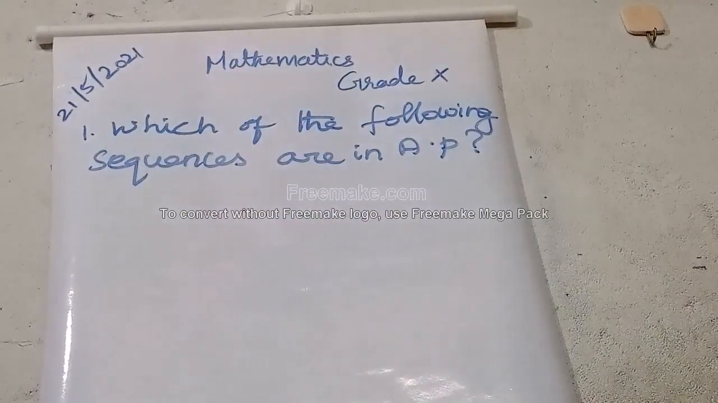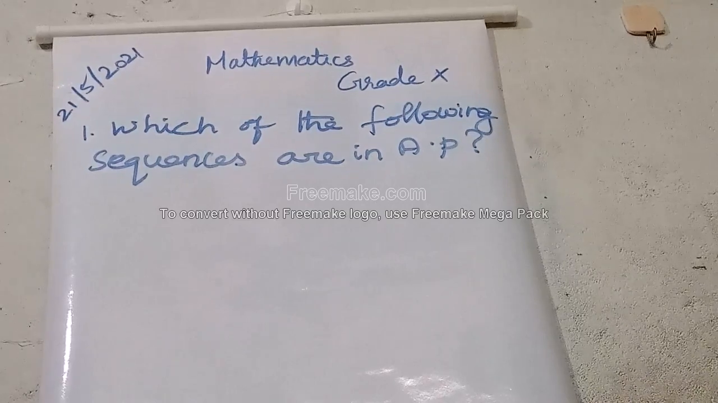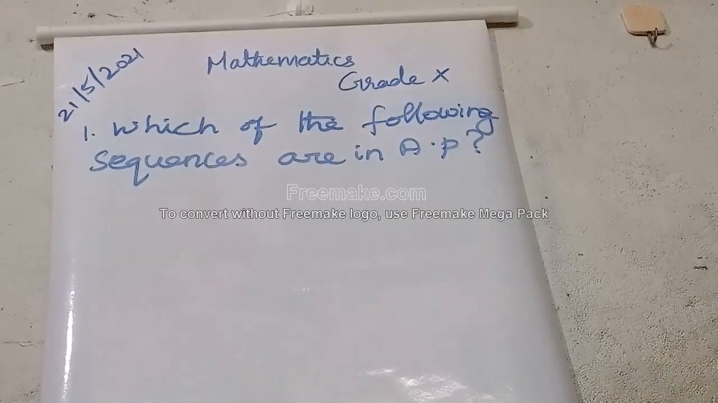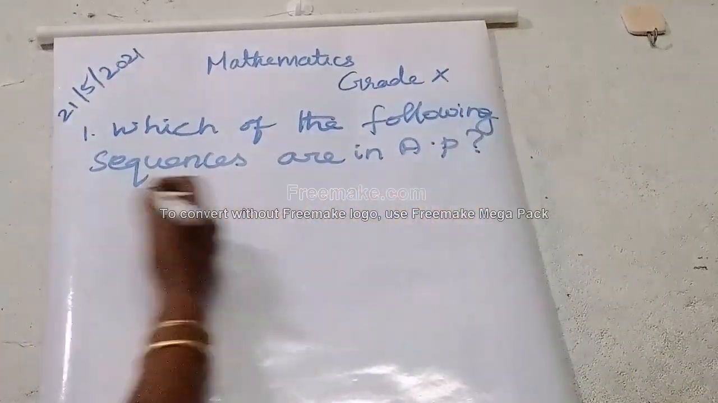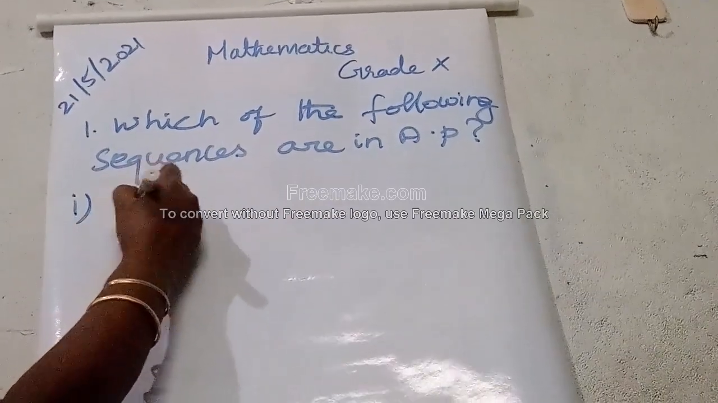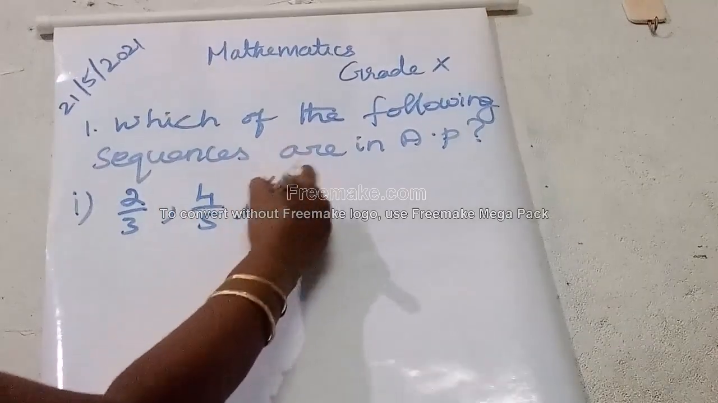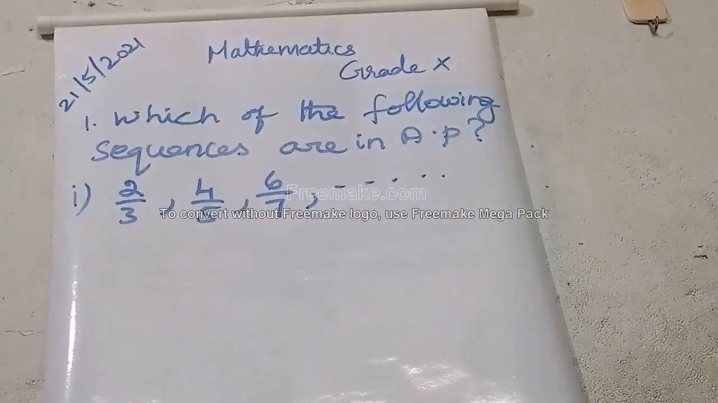A sequence is said to be AP if there is a common difference. If there is a common difference, that sequence can be called an arithmetic sequence. Arithmetic sequence is also known as arithmetic progression, shortly we say AP. Here two questions are there. First one, 2/3, 4/5, 6/7, etc.